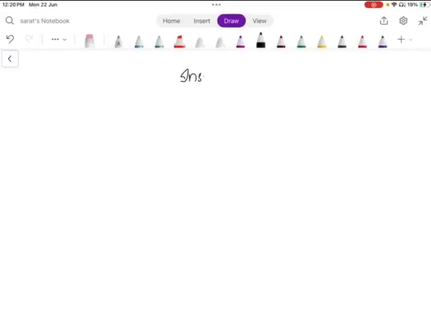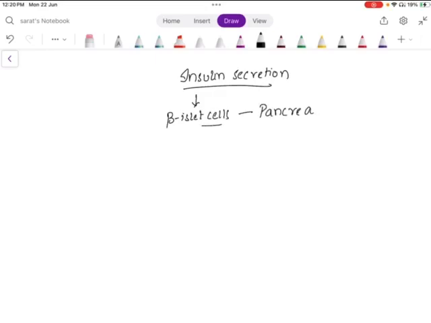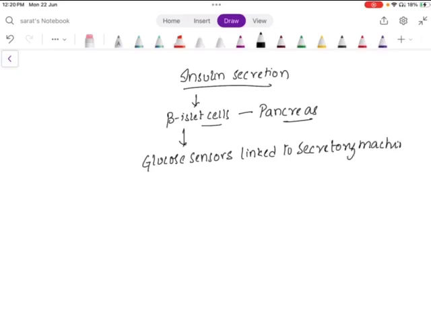In this class, we'll discuss insulin secretion. This insulin secretion is done by beta islet cells, and these beta islet cells are present in the pancreas. These beta islet cells act as glucose sensors, and this glucose sensing activity is linked to the secretory machinery of beta islet cells.